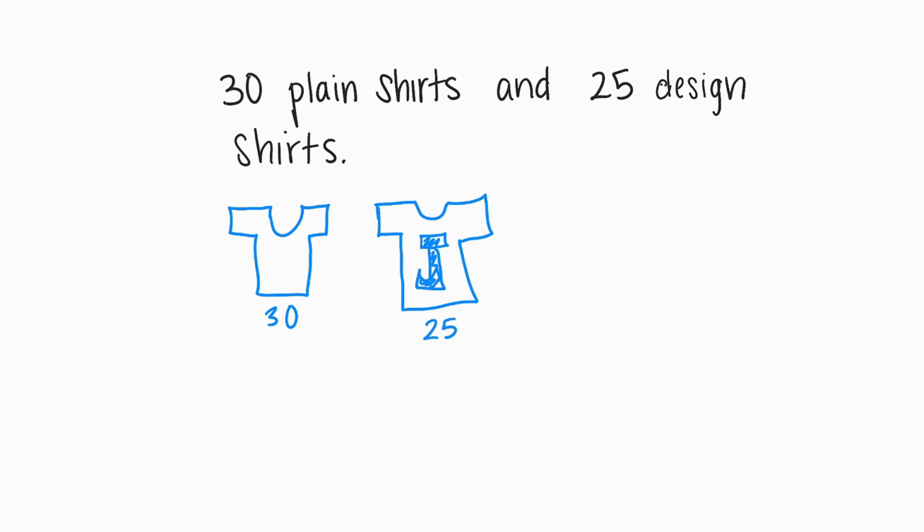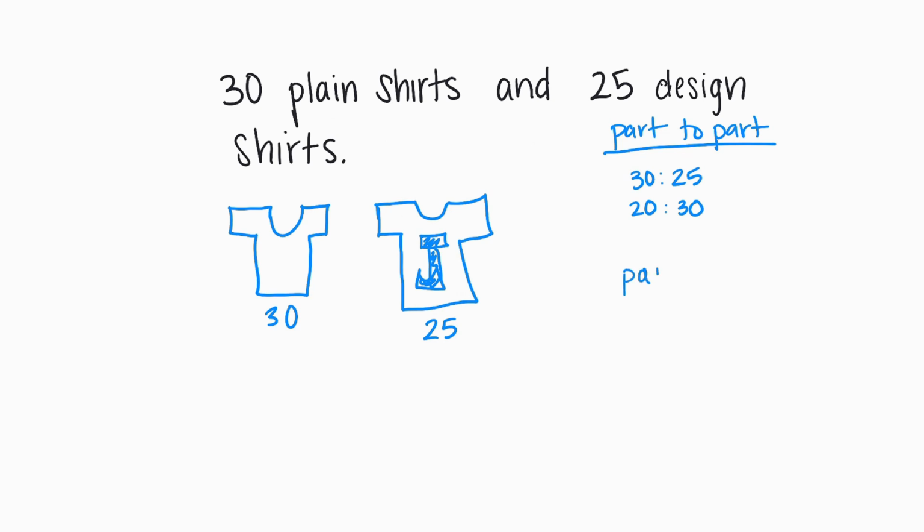So just looking at this, I have a part to part. I have 30 and 25. If I want to make this, so we'll say part to part, we can compare them. We can say 30 to 25, because we're comparing undesigned to designed, or we can compare them from designed to undesigned. Those are part to part.